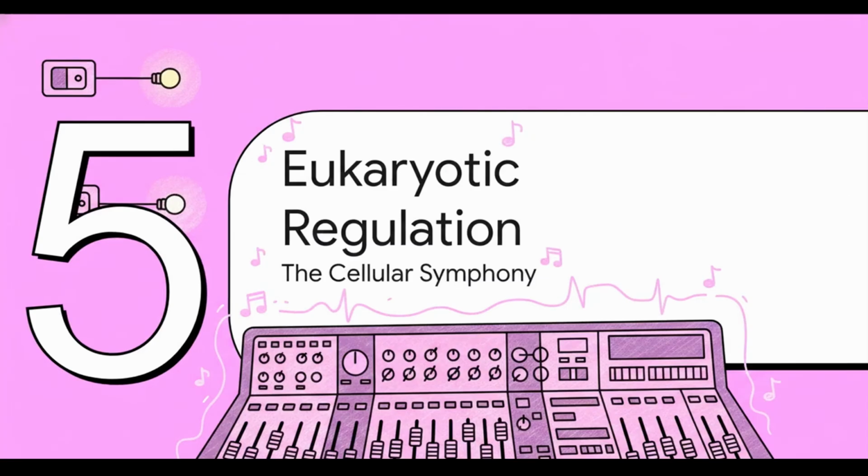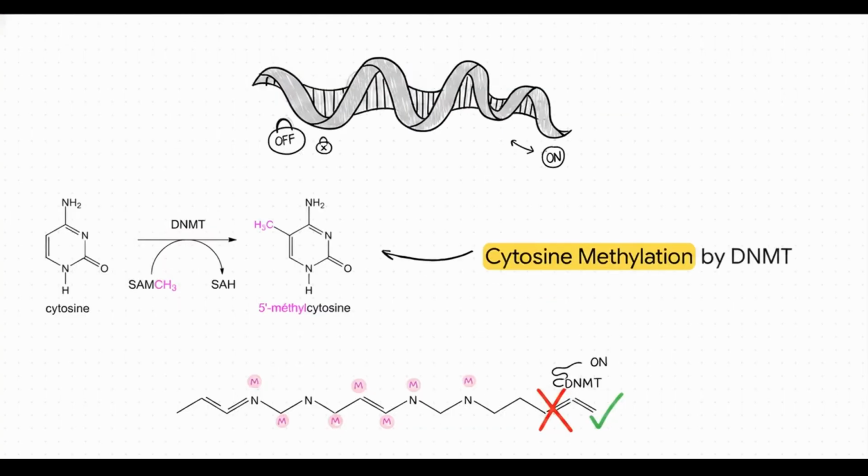Section 5. Regulation in eukaryotes. The cellular symphony. If bacteria are simple on-off light switches, eukaryotic cells are like massive, complex studio soundboards with dozens of sliders and dials. The very first barrier in our eukaryotic soundboard is physical access. Our DNA is tightly coiled into chromatin, so it's got to be uncoiled first.